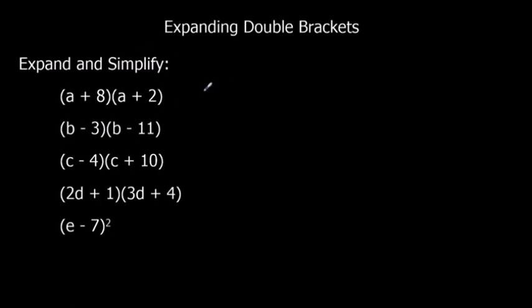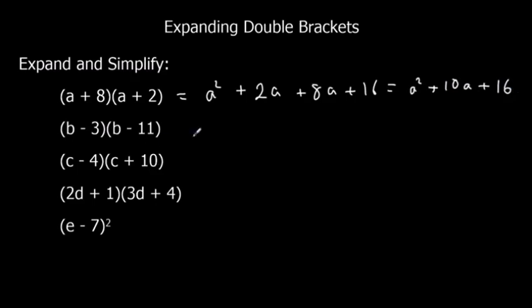Okay, so the first one. When we expand, a times a is a squared. A times 2 is 2a. 8 times a is 8a. And 8 times 2 is 16. Then simplify, 2a plus 8a. That gives us 10a. So we've got a squared plus 10a plus 16 for our final answer.